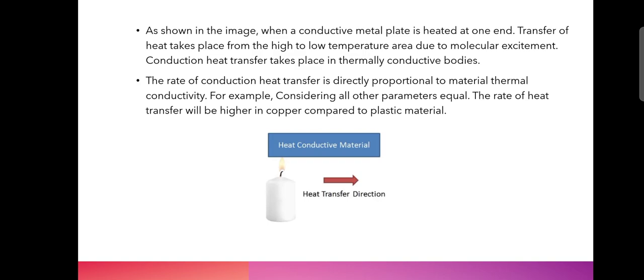The rate of conduction heat transfer is directly proportional to the material's thermal conductivity. For example, considering all the parameters equal, the rate of heat transfer will be higher in copper compared to plastic materials. You can see in the image the heat conductive material and the heat transfer direction, in which the arrow mark is pointing towards the outside.